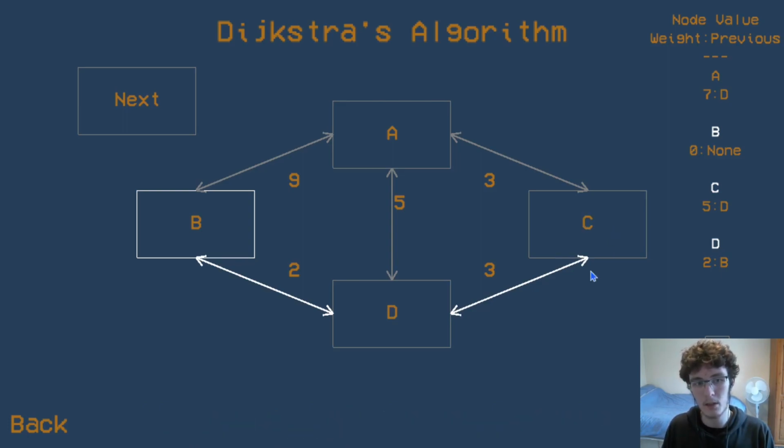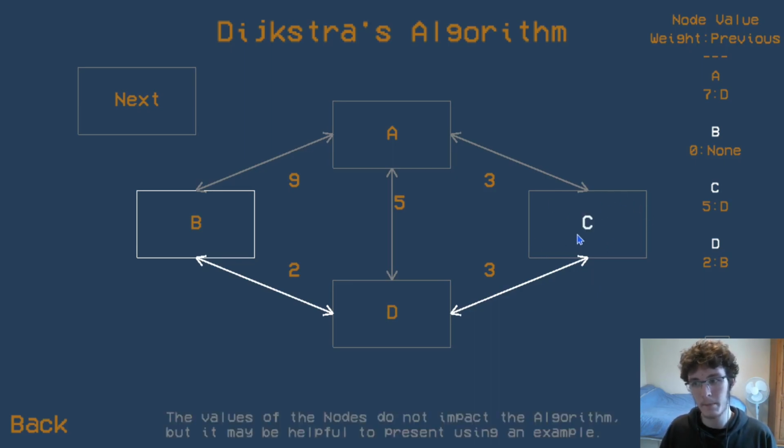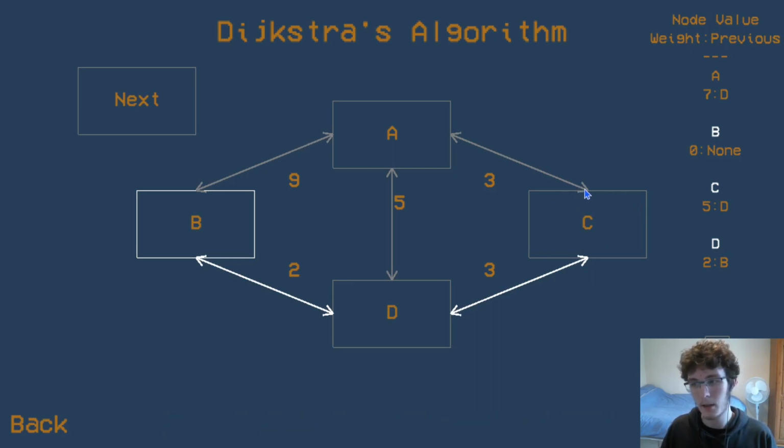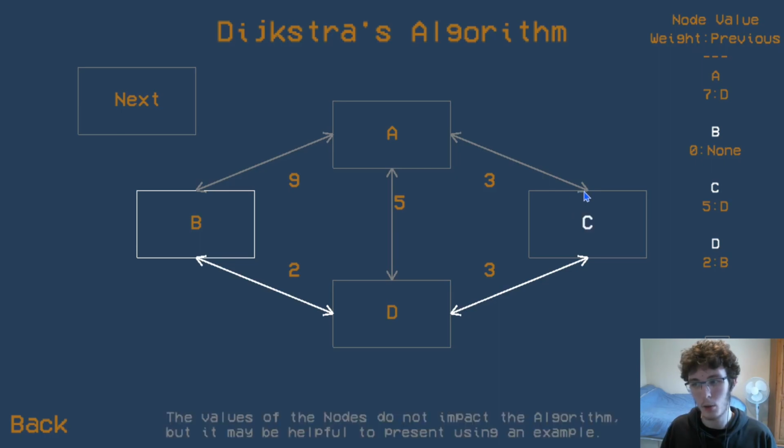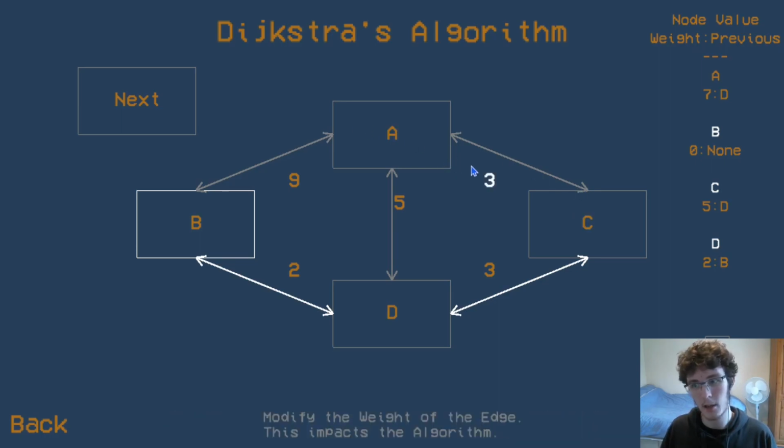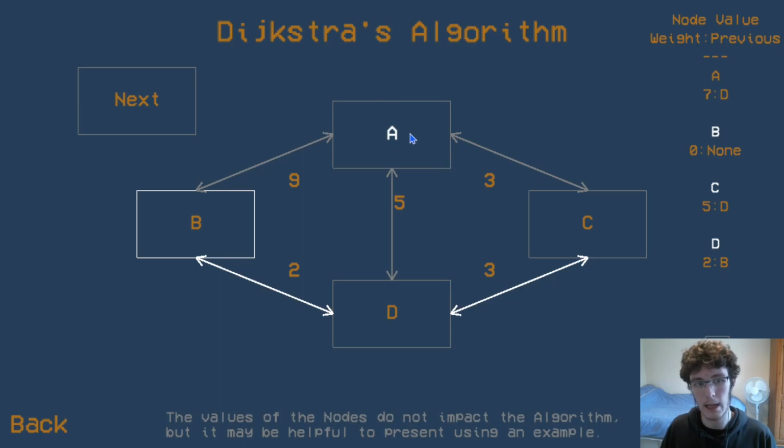And now something slightly different happens. We've just traversed C, and so we've got this new edge to check to get us to A.